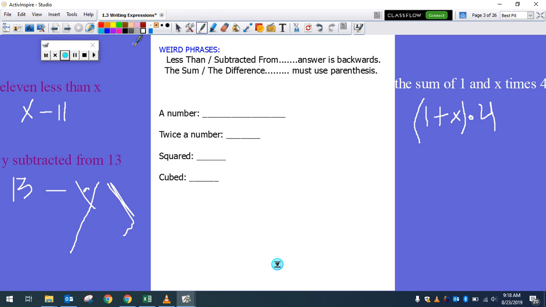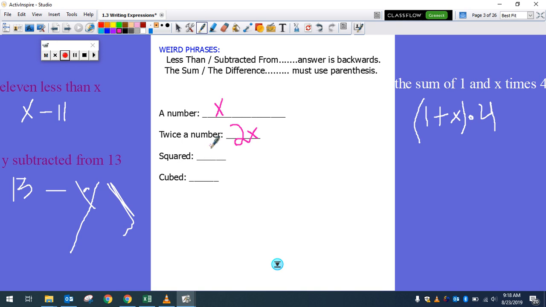All right, moving on. If you ever see those words, a number, it means we're going to use a letter. I like to use X. You could use Y or A or B or C, but if you ever see a number, that means you put a letter. If you see twice a number, and you need to be writing these down, that means you're going to do 2X or 2A or 2B, but 2 times a letter.